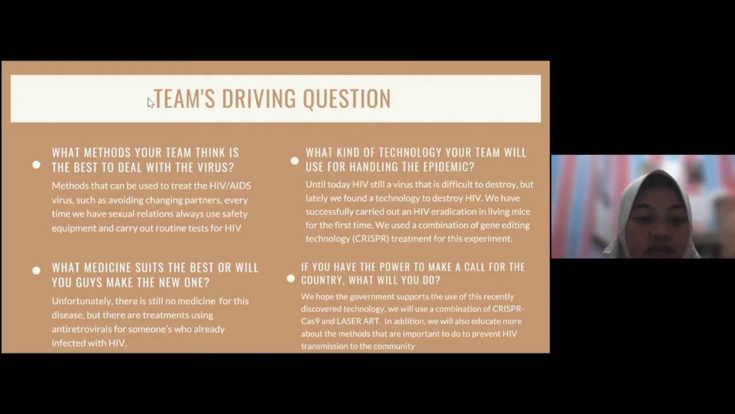4. First, have safe sex. Use a safety device such as a condom during sexual intercourse. 5. Avoid changing partners during sexual intercourse.